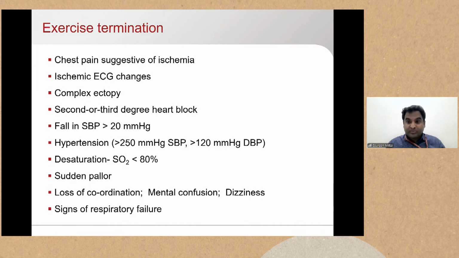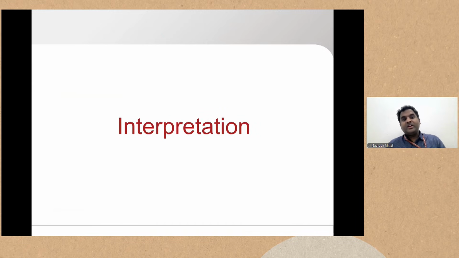Then when do they stop the test prematurely? Otherwise, the test should always be stopped when the patient says that they cannot exercise more. So the test should always be symptom limited, but in these situations, the test can be prematurely terminated. So that's what I was talking about: what the test is all about, how it is done, and what we measure during the test. I'll have just one or two slides on interpretation because I think that's key for the audience or the pulmonologist.